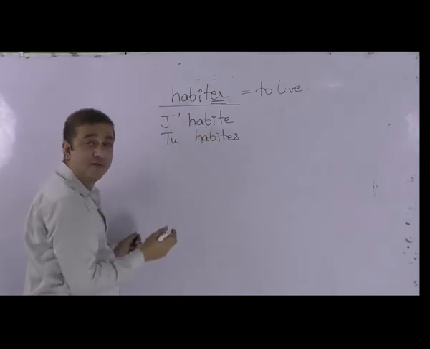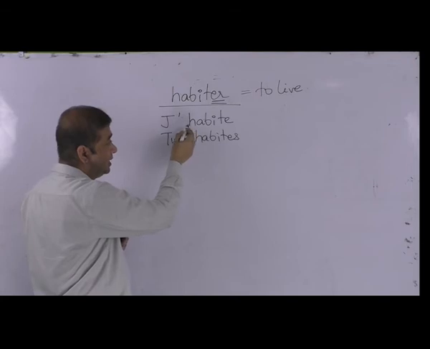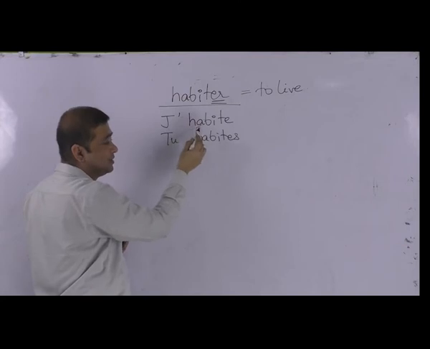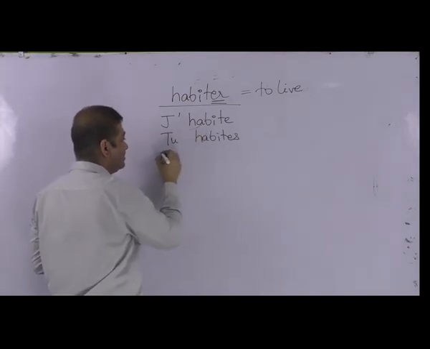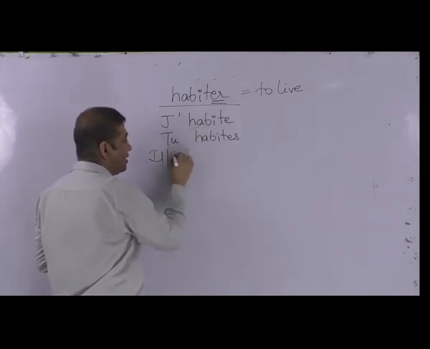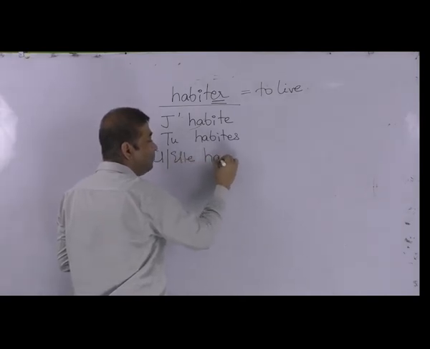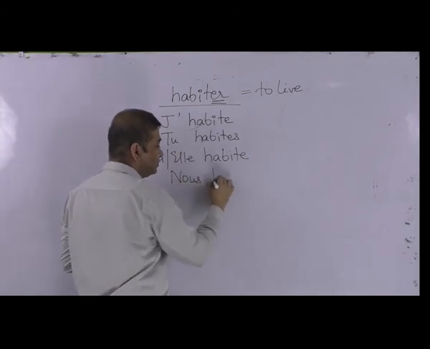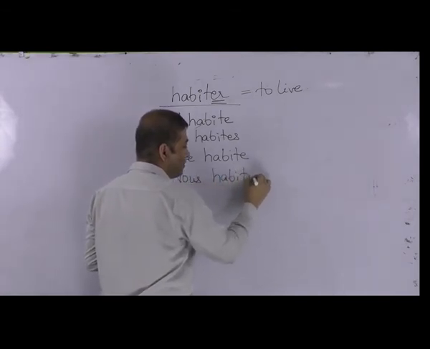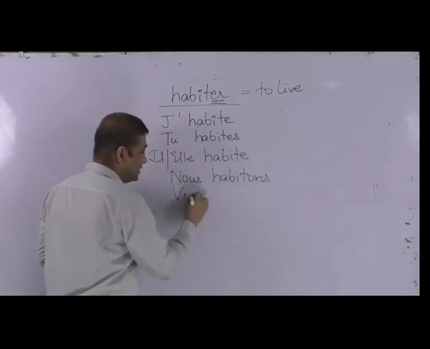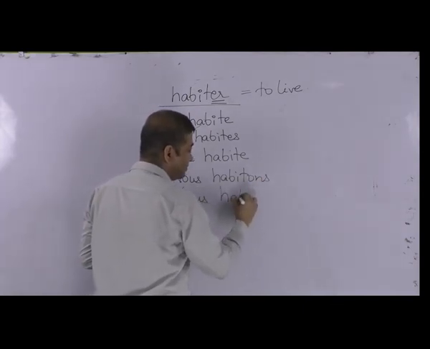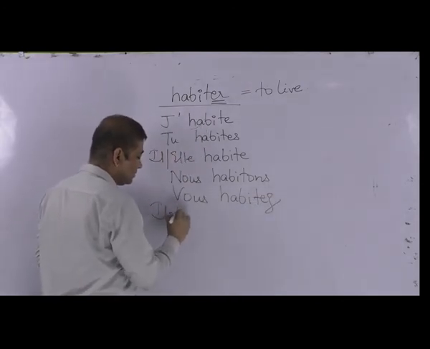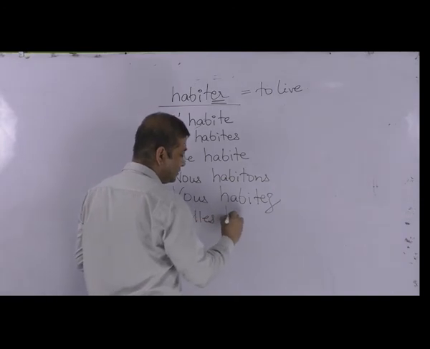H is always mute in French. We will not speak it; we will speak from A. So A is A. That's why j'habite. Tu habites. Il habite. Elle habite. Nous habitons. Vous habitez. Ils habitent. Elles habitent.